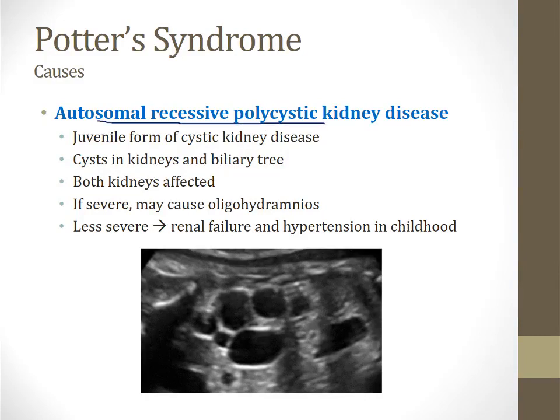I talk about this in more detail in the video on cystic kidney disorders, but this is the juvenile form of cystic kidney disease that occurs in the fetus or in children. Cysts form in the kidneys and also in the biliary tree. Both kidneys are affected because it's a genetic disease, and if it's severe, it can cause oligohydramnios. If it's less severe, then it may cause renal failure and hypertension in childhood.